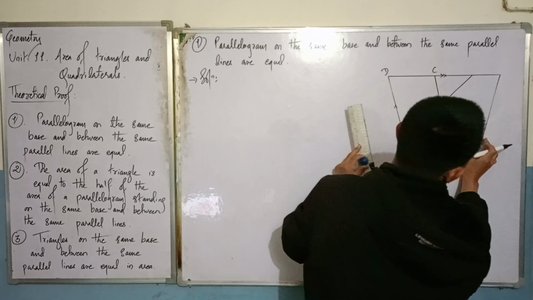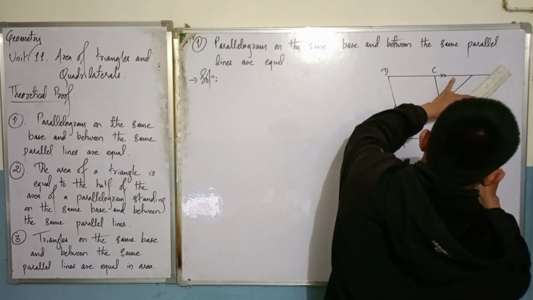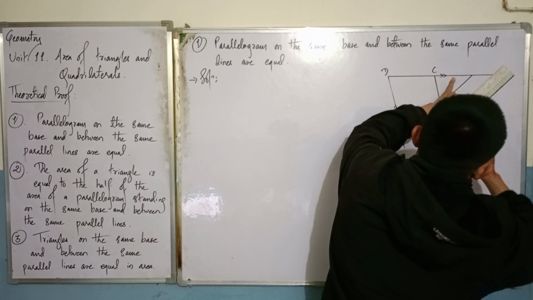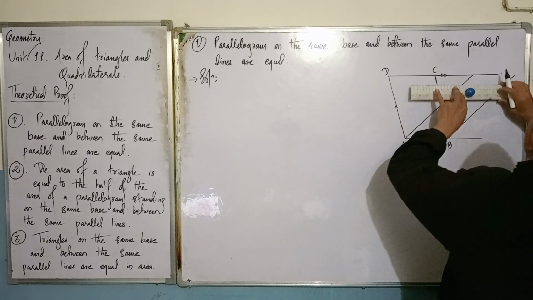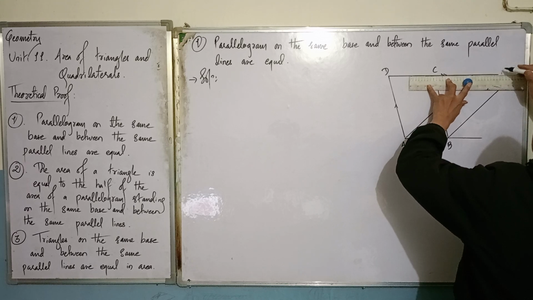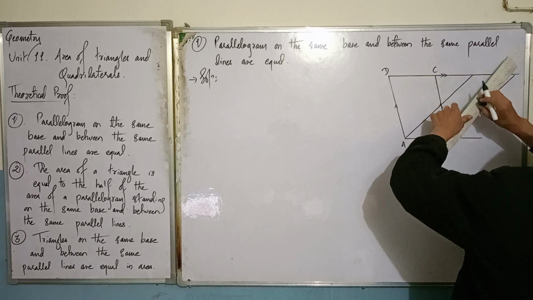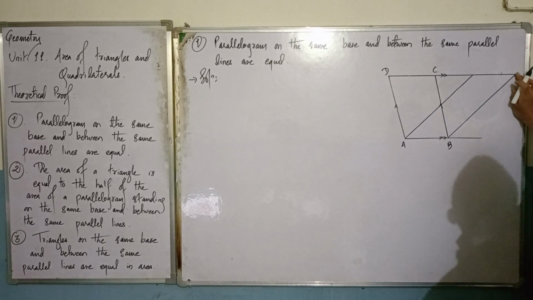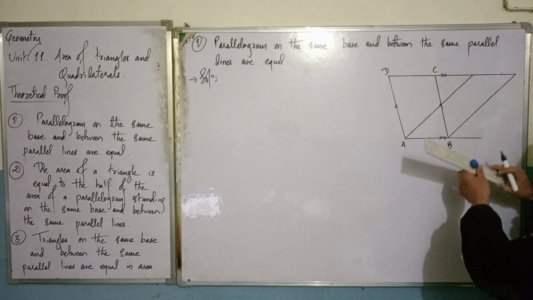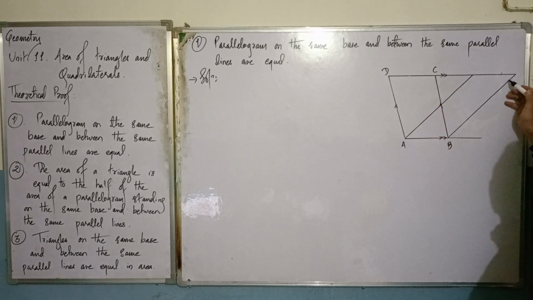Now I'm going to remove this. I'm going to prove this with the easiest method possible, using the area of a parallelogram. Now this is good. Look here, you can see ABCD is one parallelogram, and on the same base draw another parallelogram.